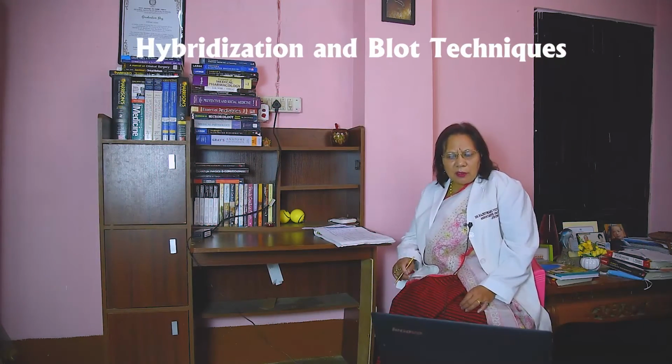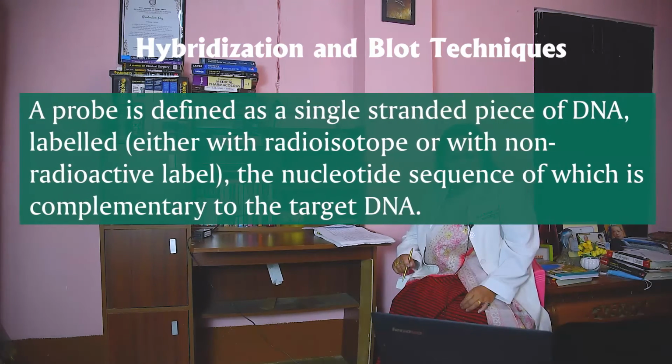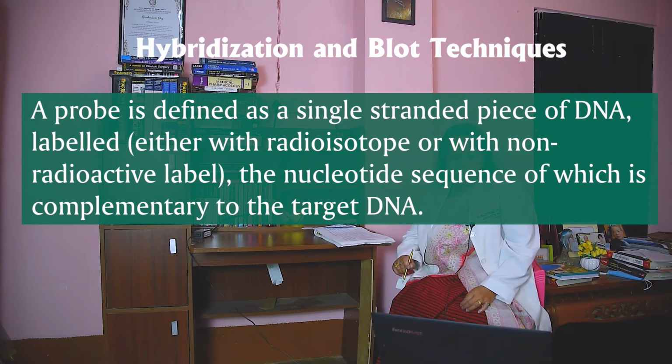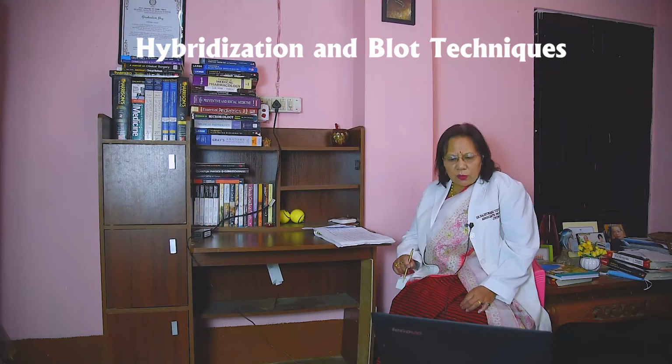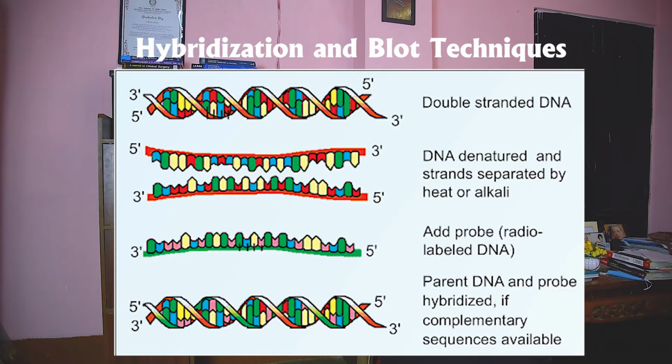The next molecular biology technique is hybridization and blotting. So what is hybridization? A probe is defined as a single-stranded piece of DNA labeled either with a radioisotope or with a non-radioisotope label, the nucleotide sequence of which is complementary to the target. In this diagram we can see double-stranded DNA, which is denatured and the strands are separated by heat or alkali. Then we add a probe, which is a radiolabeled DNA, and finally the parent DNA and probe hybridize if complementary sequences are available. This is a type of DNA hybridization.